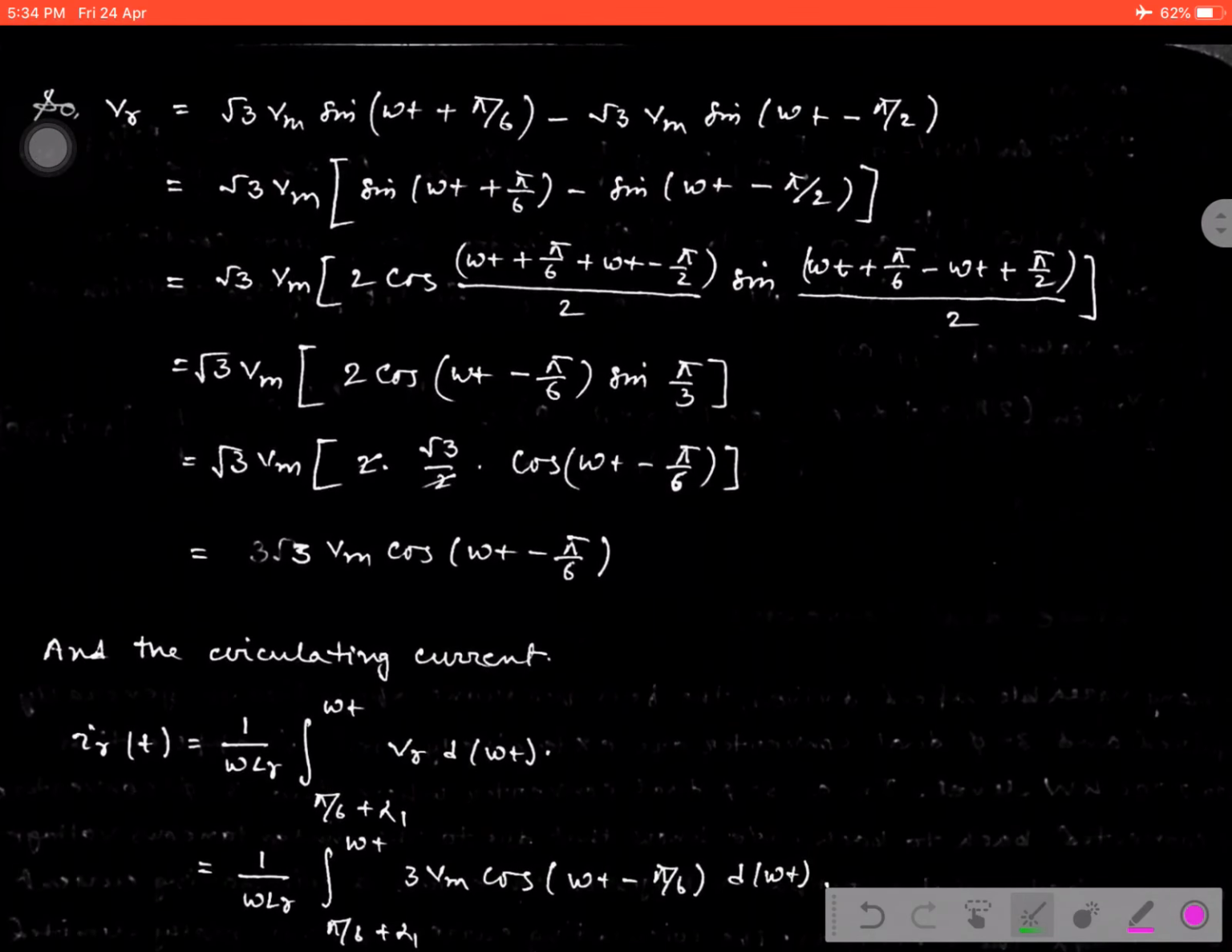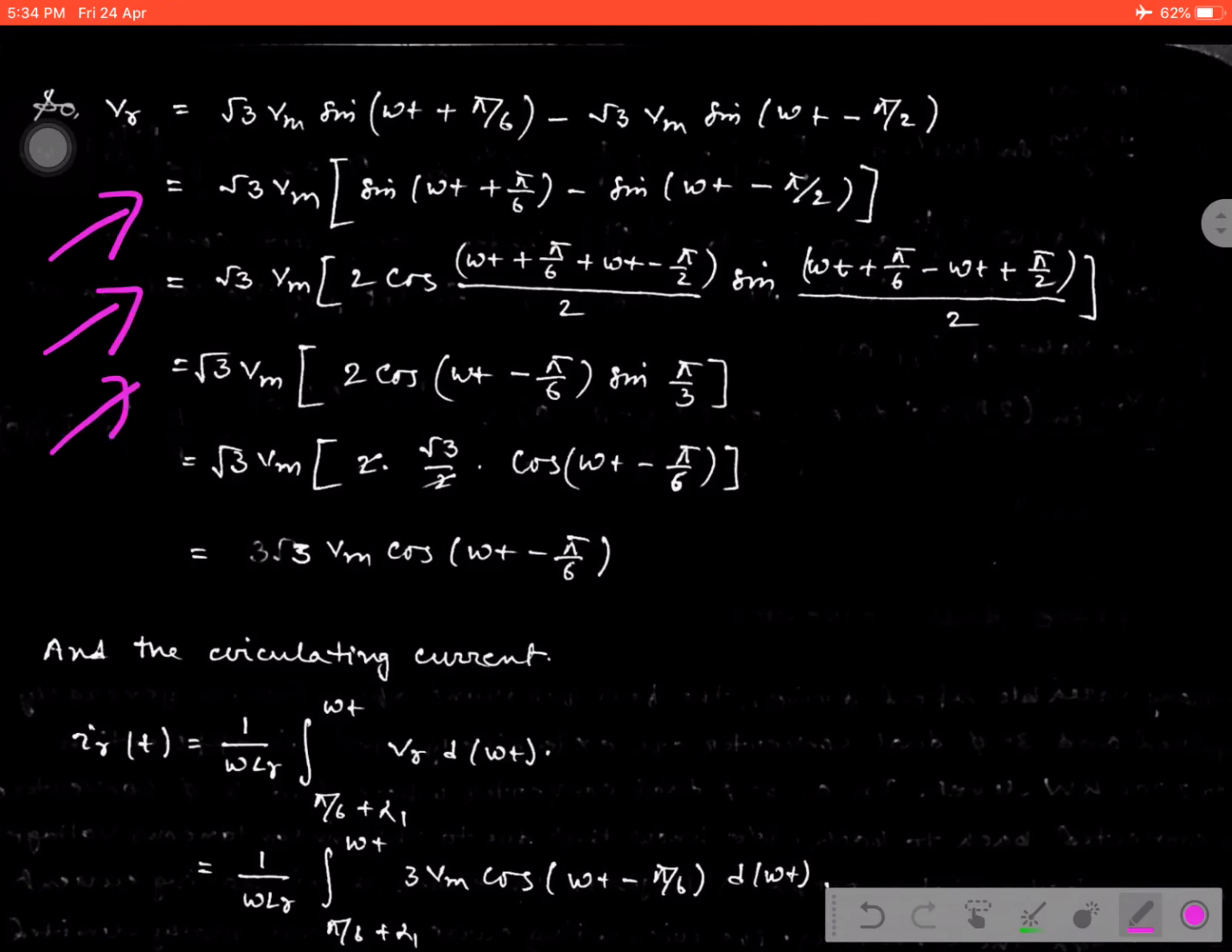So VR equal to, as I just mentioned before, we have put the values of VAB and VBC. After simplification we get √3 Vm [sin(ωt + π/6) − sin(ωt − π/2)]. So it's a simple trigonometric equation, sin A minus sin B, which can be defined as 2 cos((A+B)/2) sin((A−B)/2). In a similar way we can calculate this part.